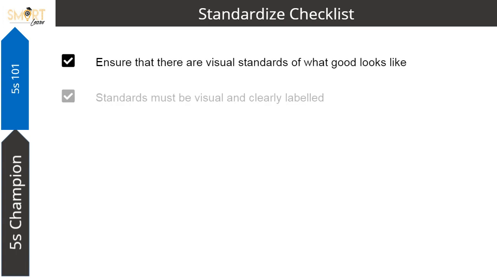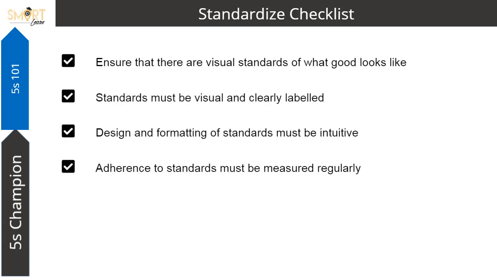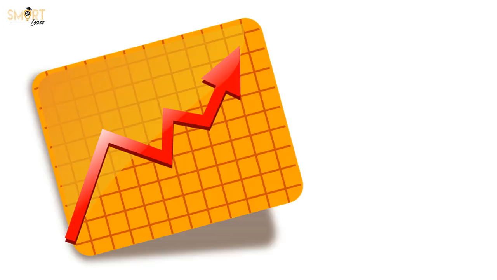A standardized checklist should include the following. Ensure that there are visual standards of what good looks like. Standards must be visual and clearly labeled. Design and formatting of standards must be intuitive. Adherence to standards must be measured regularly.